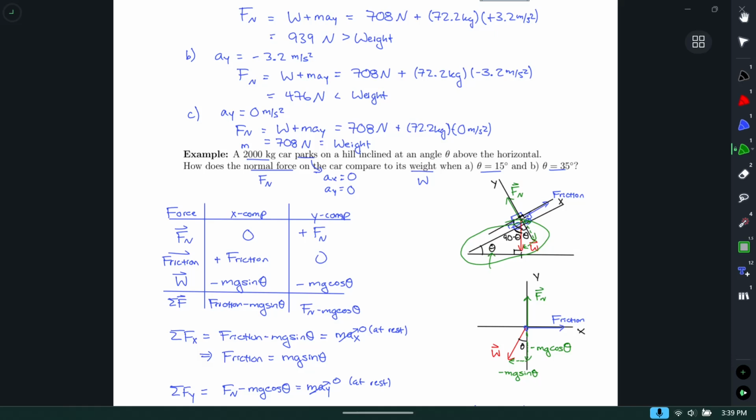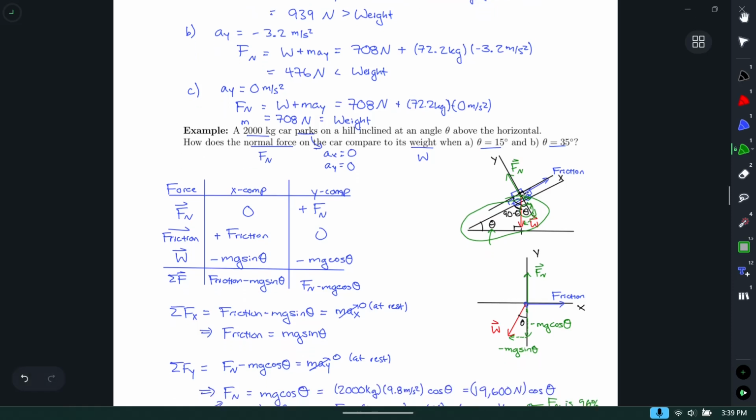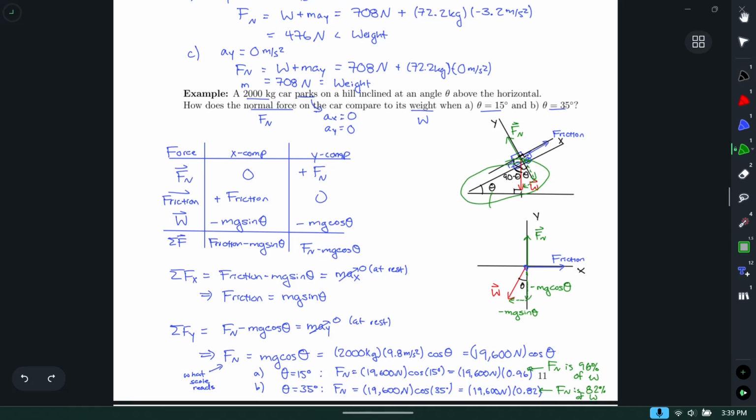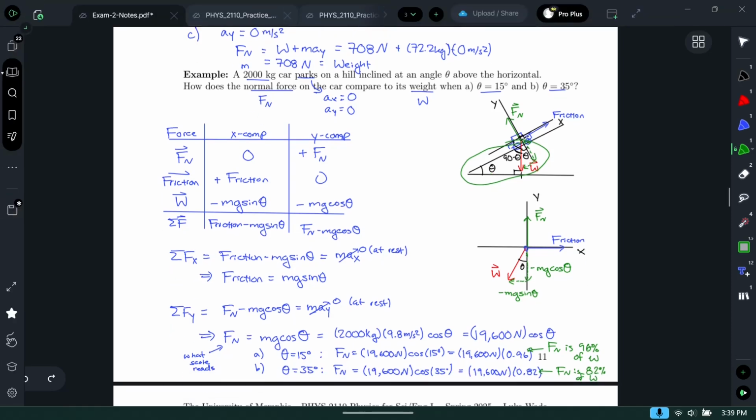If this angle is theta, the angle of the ramp, then the weight vector makes that same angle with the normal force direction, with that y-axis we've drawn. You can just always assume that. You could prove it if you want, but you could always just jump straight to that. You don't have to justify it to me.